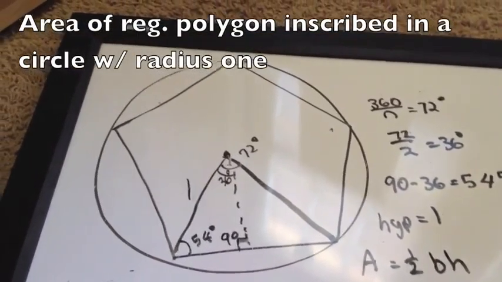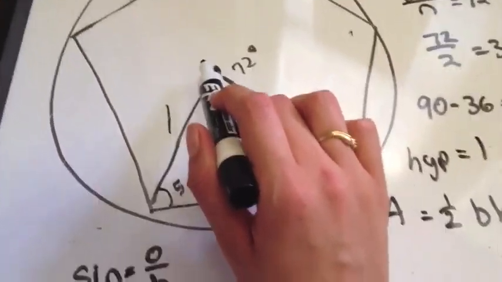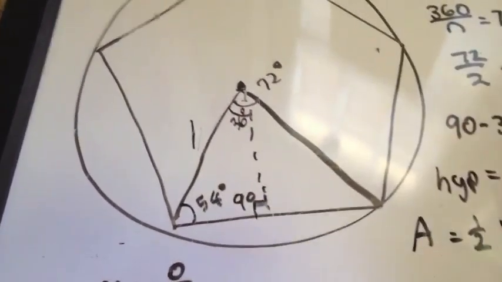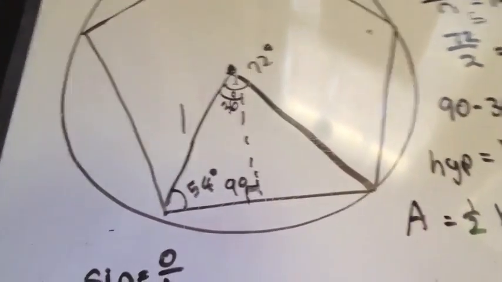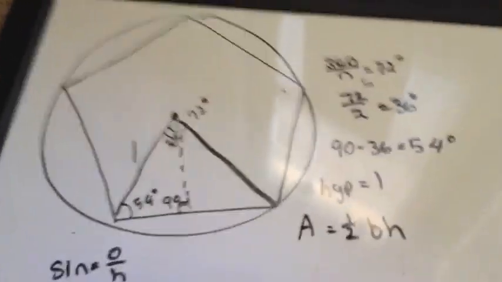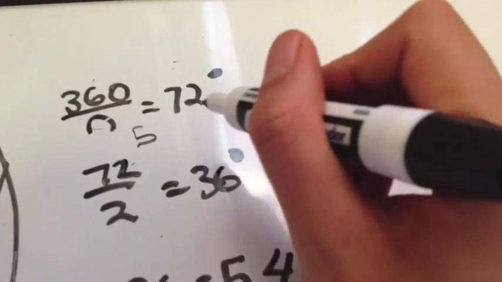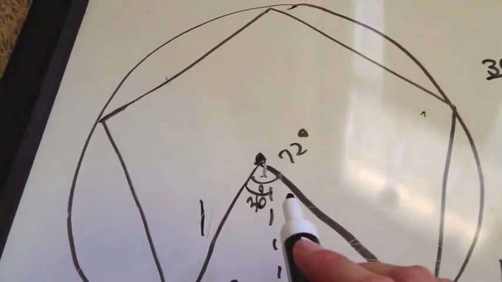So, things we know are that around here once is 360 degrees. And in our case, the polygon has 5 angles. So 360 divided by n, which in our case is 5, is equal to 72 degrees. So this angle right here is 72 degrees.